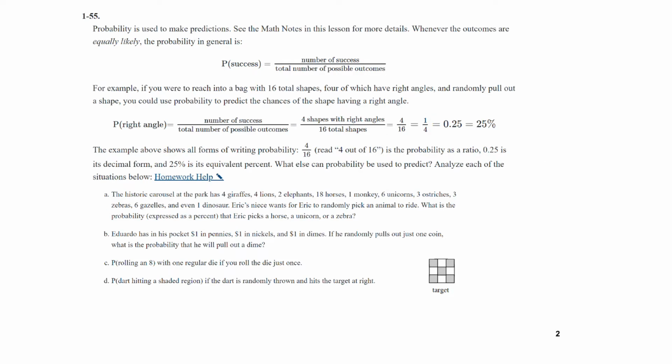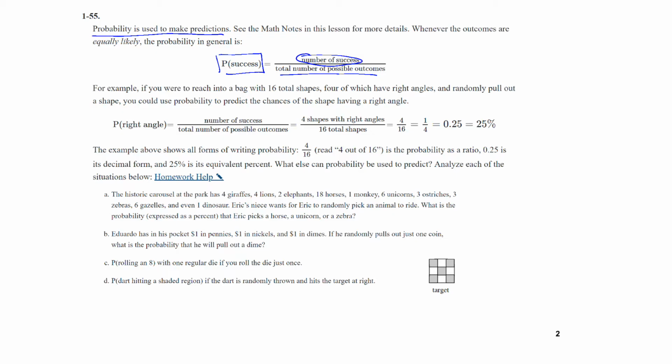Question 55. 55 talks about probability. Read through each of these so you understand what it's asking. Probability is used to make predictions. The way we find the probability is first off by labeling it with a capital P and then what it is you're looking for. The numerator is the number of successes, your favorable outcomes, to the total number of possible outcomes.